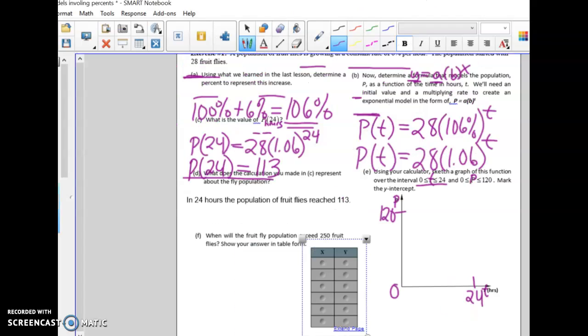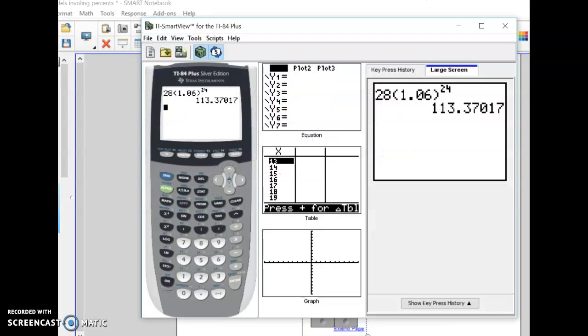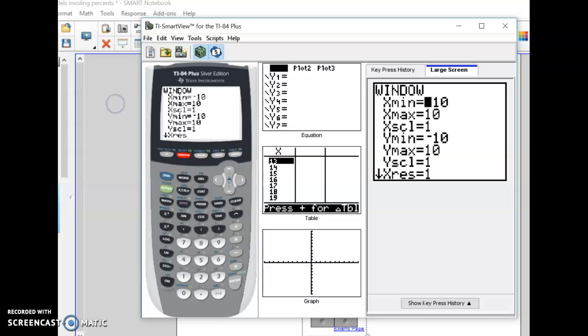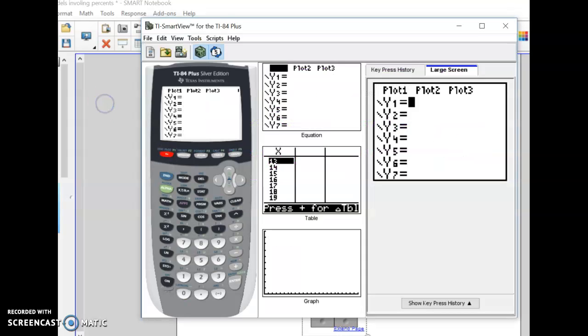So bring up your calculator and go to the window. Now our standard window is -10, 10 to the left, 10 to the right, 10 down, 10 below. But I want to change that so that it starts at 0 and goes to 24, so 1 full day. It wants to go by ones, and then it starts at 0 and goes to 120.